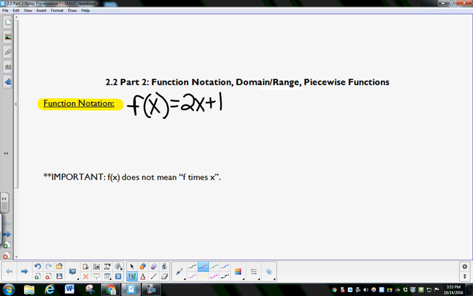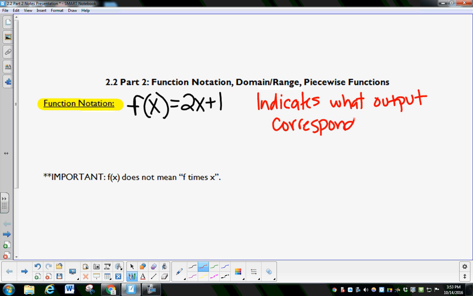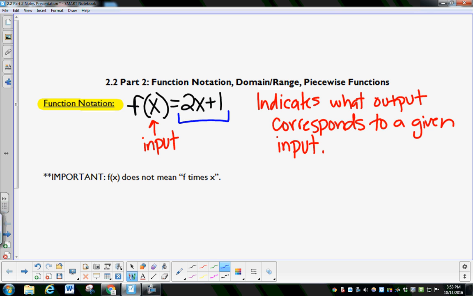Now, the reason we do this is because it indicates what output corresponds to a given input. So remember in our last section of notes, we were talking about input and output. Function notation really tells us what our input is. In this case, we're inputting x, and then whatever we get when we input x is our output.